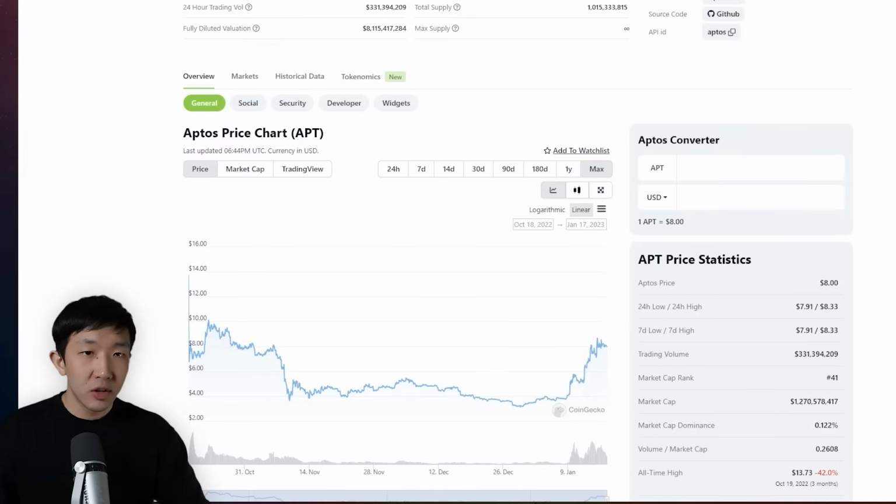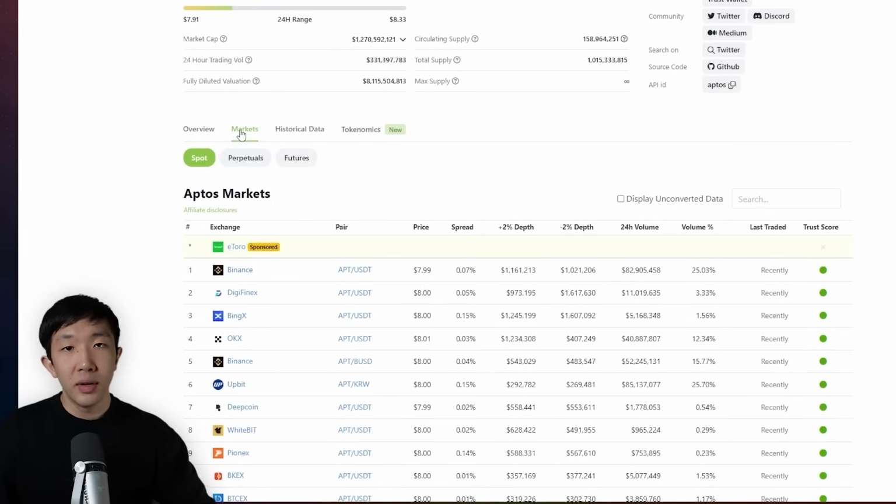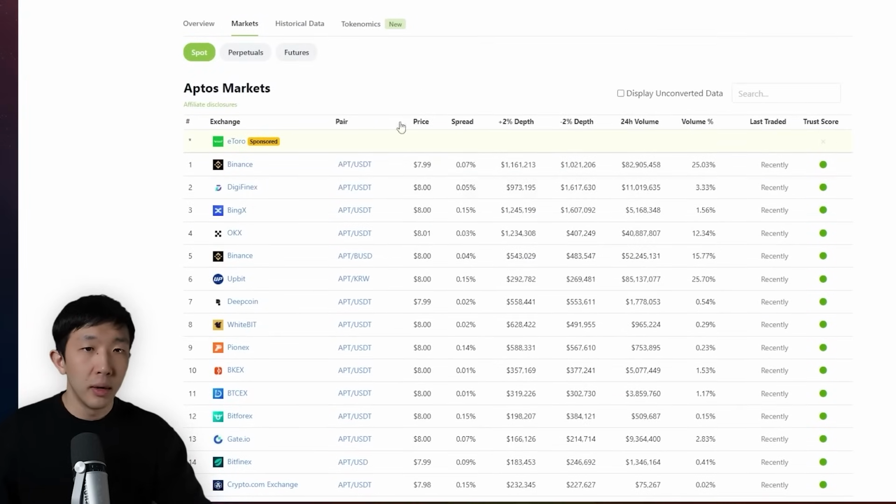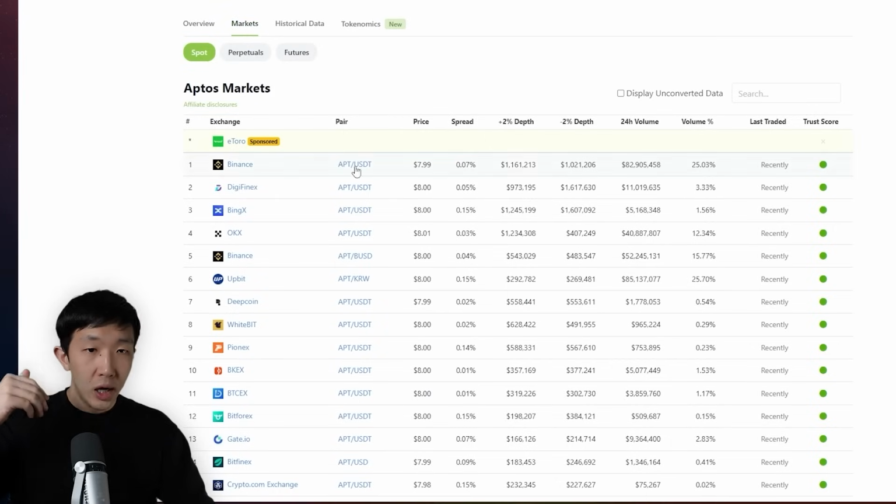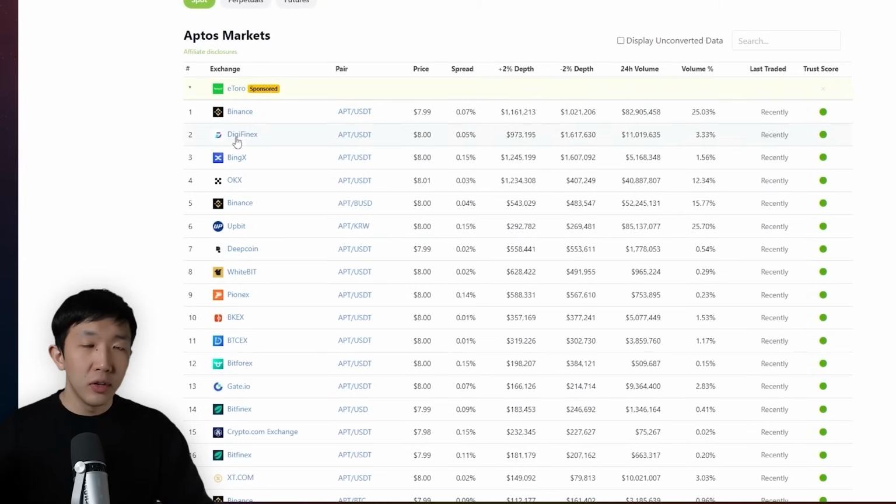And speaking of exchanges, another very, very important tab here on CoinGecko is the markets tab. So whenever you find a new coin that you want to buy, you will go on CoinGecko, search up the coin's page, and then go to the markets tab. And here you can see all the available exchanges that have this coin, for example, APT, for trading. These are the exchanges you can go to buy the coin.